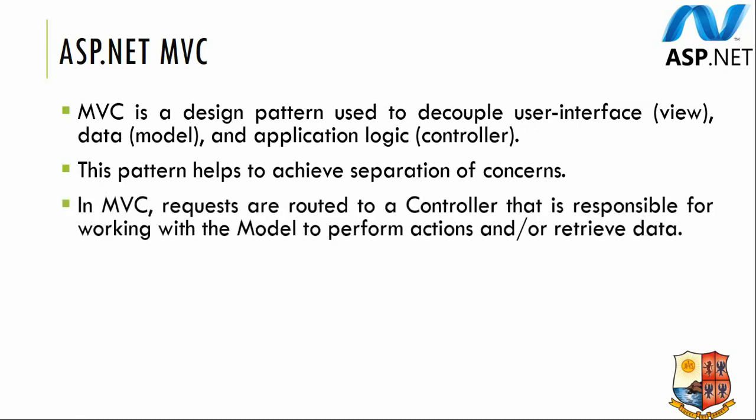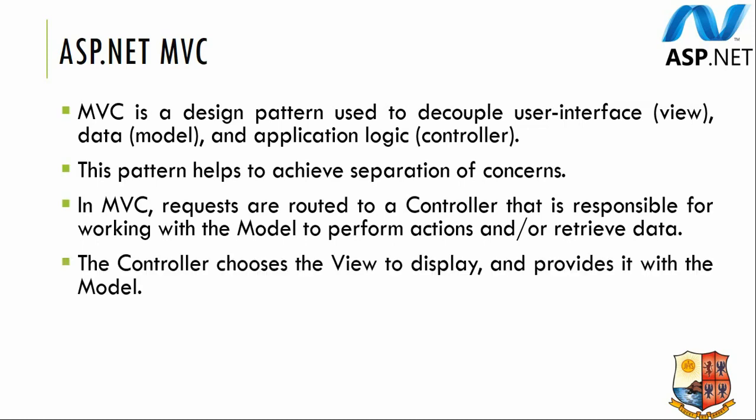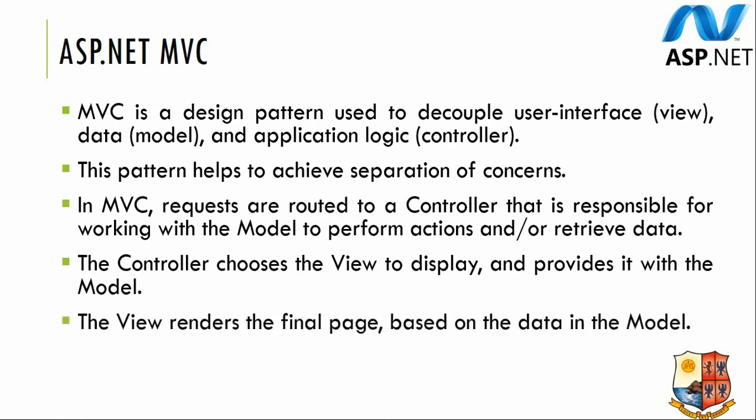Okay, and here in MVC, normally the request will be given to the controller. The controller will be responsible to work with the model, the data model, and to perform actions, or to retrieve, display, or edit, or whatever it is you want to do. The controller will choose which view to show you based on what you are requesting, and it gives you the model. And the view finally shows that data to the user based on the data in the model. This is like a cycle, which we will be seeing in the last unit.